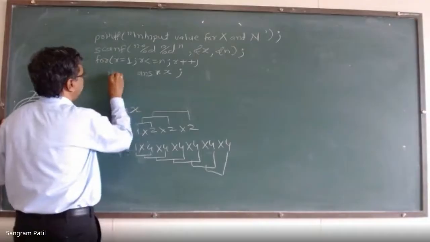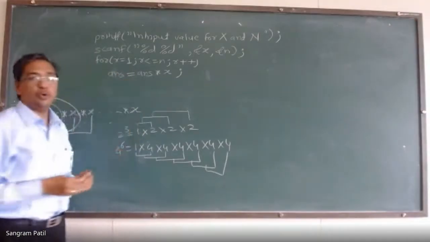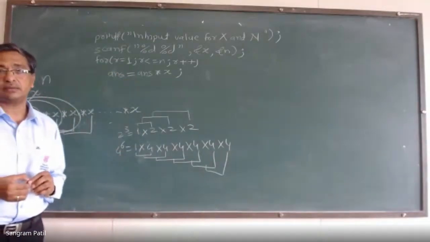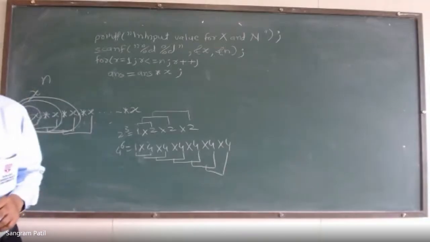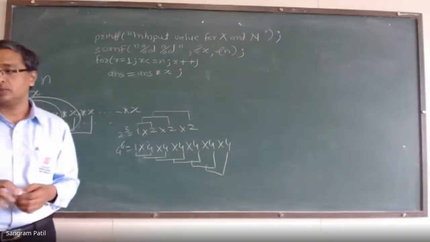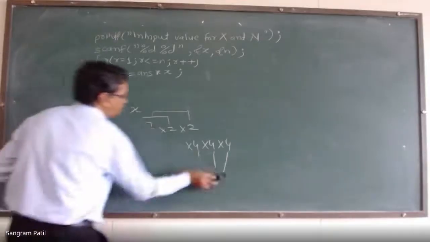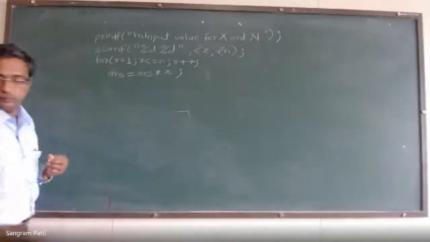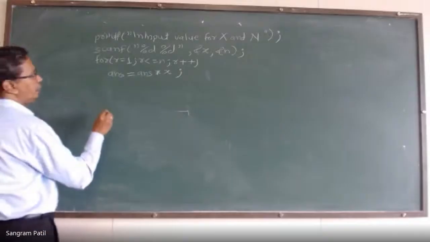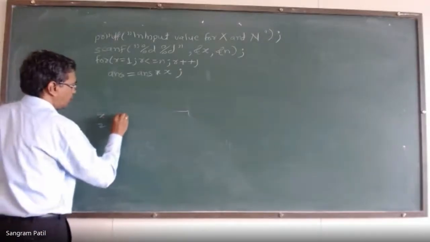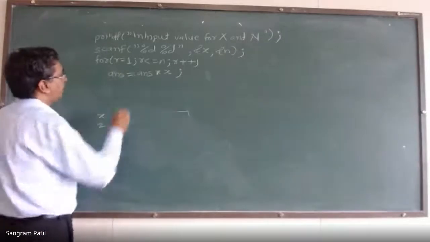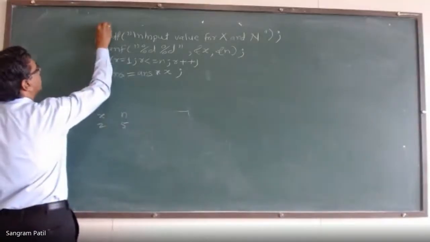So I am taking this as answer equal to answer into x. Now, if you take the execution of the program, if you consider the value of x as 2 and n as 5, you declare answer as 1.